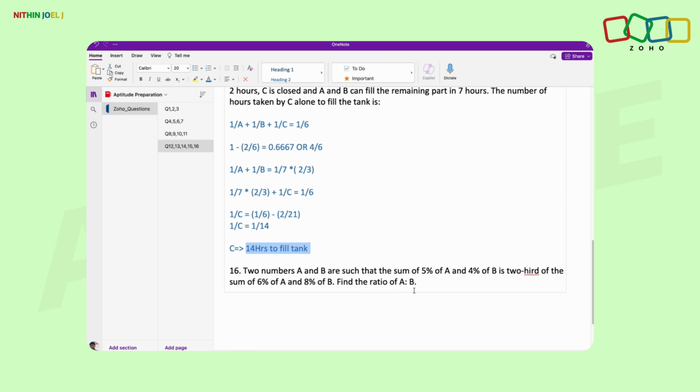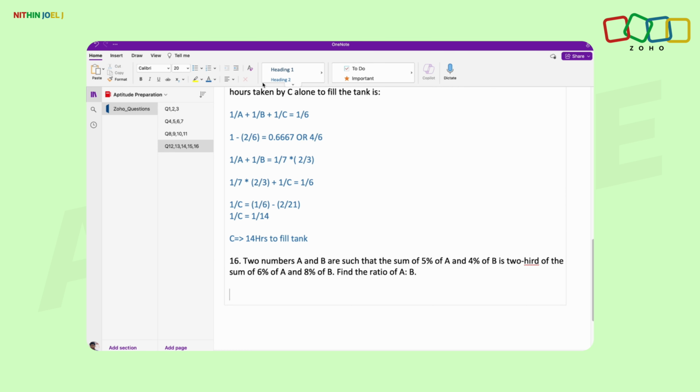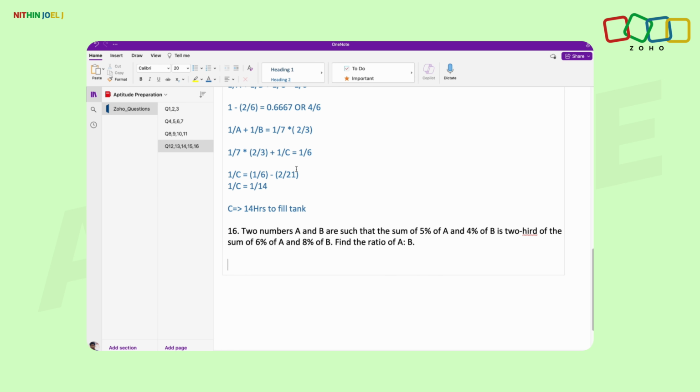So let's now move on to the 16th question over here. Two numbers A and B are such that the sum of 5% of A and 4% of B is 2/3 of the sum of 6% of A and 8% of B. Find the ratio of A and B. So this question looks a little complicated, but it's not that difficult to solve.